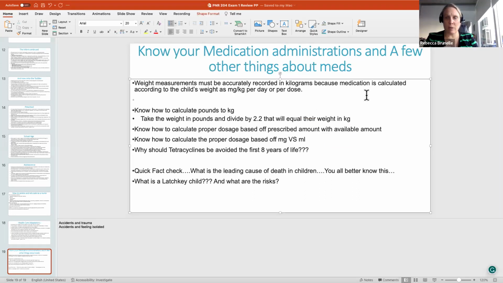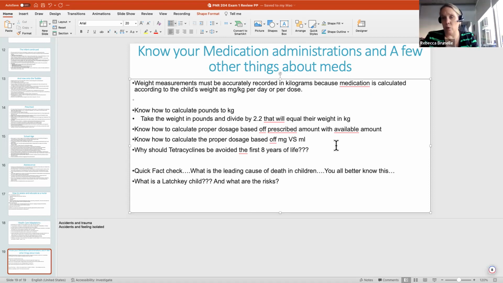And I think we talked about you need to make sure that you know how to do your dosage calculations. They're always going to give you the weight in pounds. You have to figure out how many kilograms that is, so divide the weight by 2.2. And they give you the available amount and you have to figure out how much you're going to give based on the order. I think my class gets it. I've talked to a couple people, but if you don't, let me know.